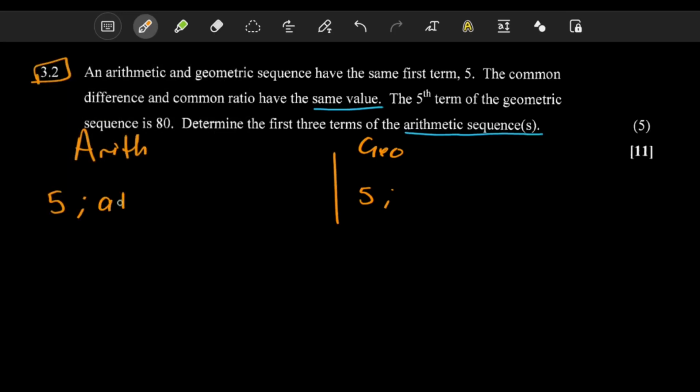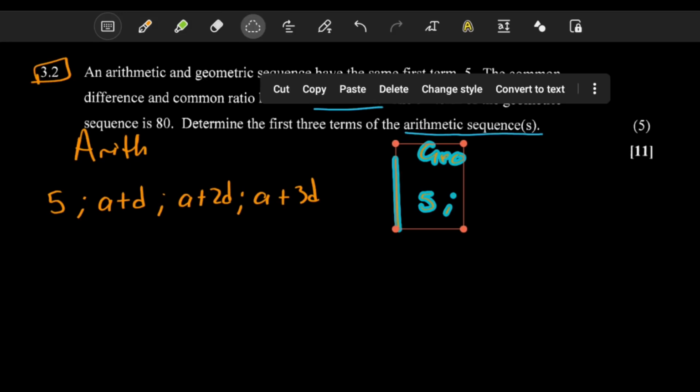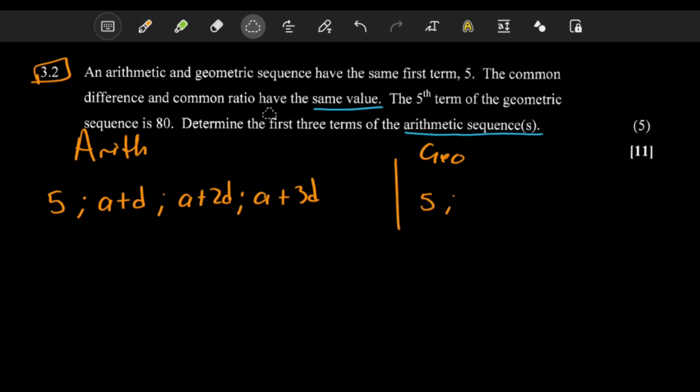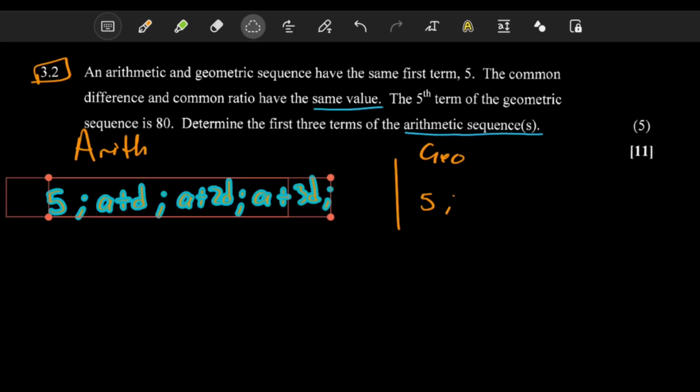A plus D is the second term. A plus 2D is the third term, because you add the common difference twice. And then you keep adding the common difference, you see. A plus 3D, going on and on. Let's just do it until the 5th term, because they've given us stuff until they've said something about the 5th term for a geometric one.